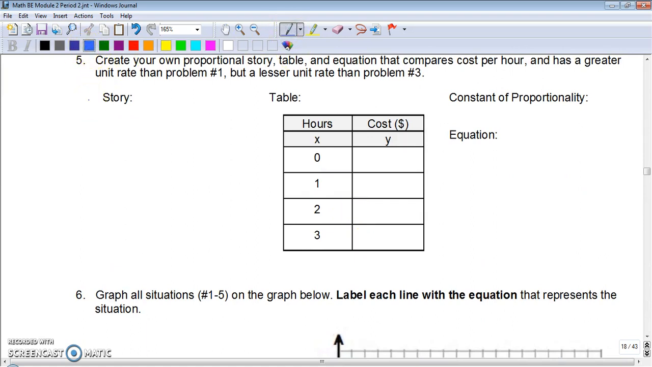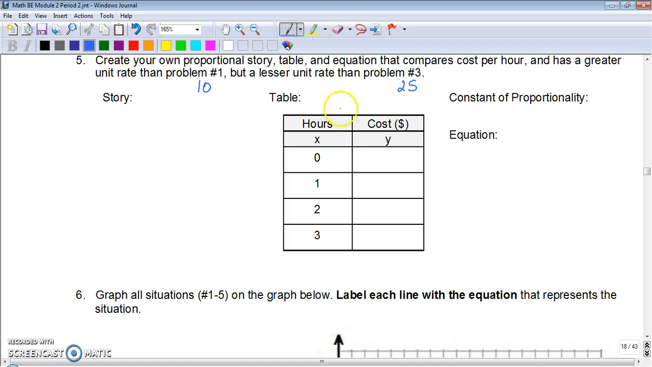Number 5, it says we're going to create our own story, table, and equation that compares cost per hour and has a greater unit rate than problem number 1. So problem number 1 had a unit rate of 10, or a COP of 10, and problem number 3 had a unit rate of 25. So you're going to fill this out on your own. You're welcome to look at my key to see what I did, but I hope you're picking something different.